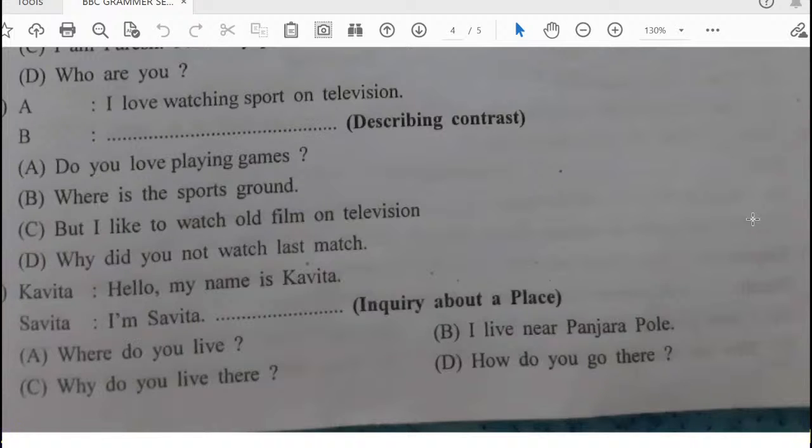So Kavita said, hello, my name is Kavita. Savita said, I am Savita, and we are given inquiry about place.